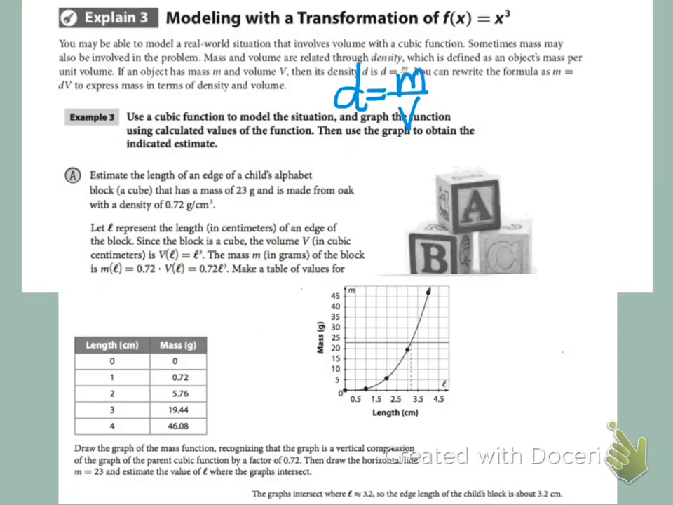So we're going to wrap up with just looking at some modeling with f of x equals x cubed. You may be able to model a real-world situation that involves volume with a cubic function. Remember, volume was like, for instance, a box: length times width times height. You're multiplying 3 dimensions. You know how your units were, like, say, cubic inches, cubic centimeters, or whatever.